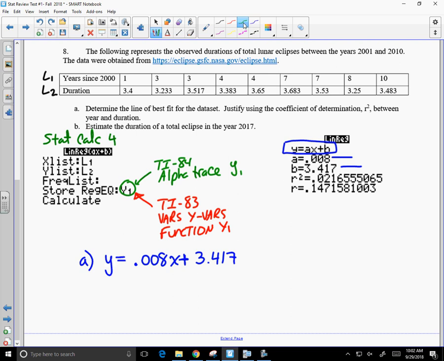And I'm justifying it using the r squared. R squared is approximately 0.0217. All right, so it's kind of a weirdly phrased thing, but the justification part is really just telling us to talk about that line of best fit within the context of that r squared value. So we know that if r squared is close to 1, it's a very strong positive correlation.